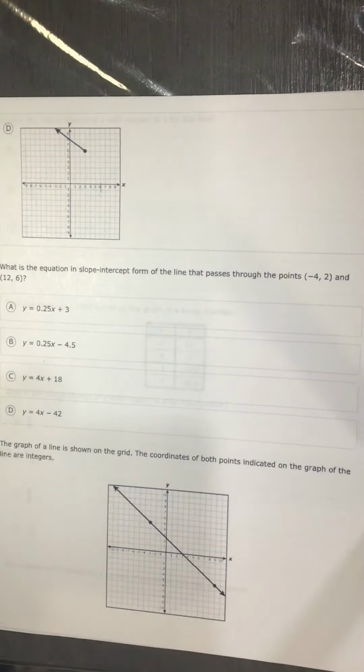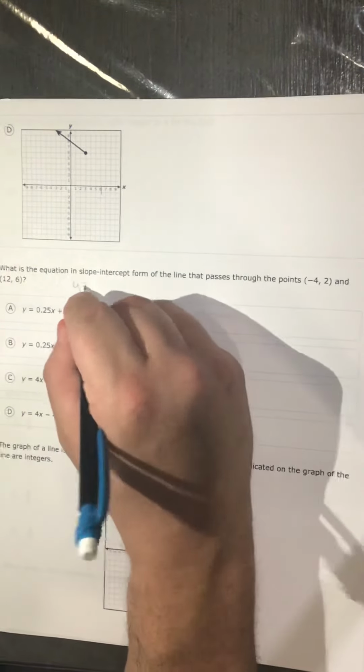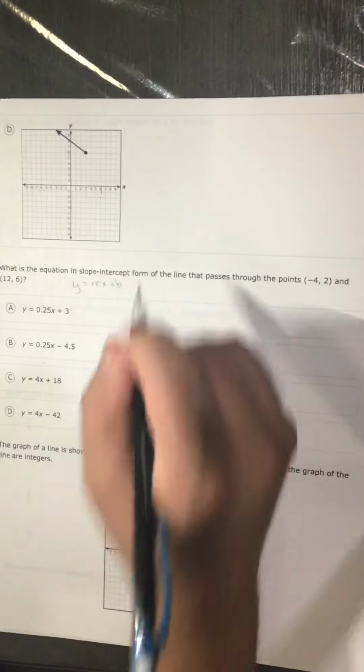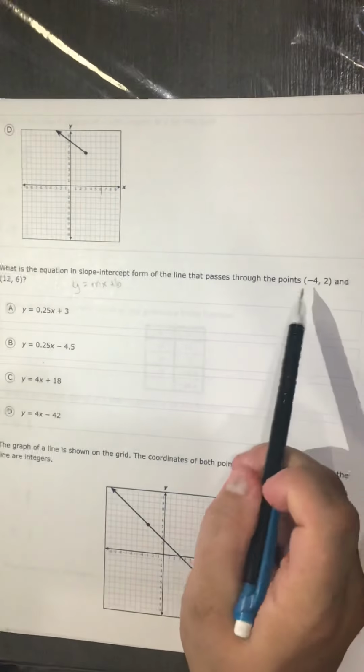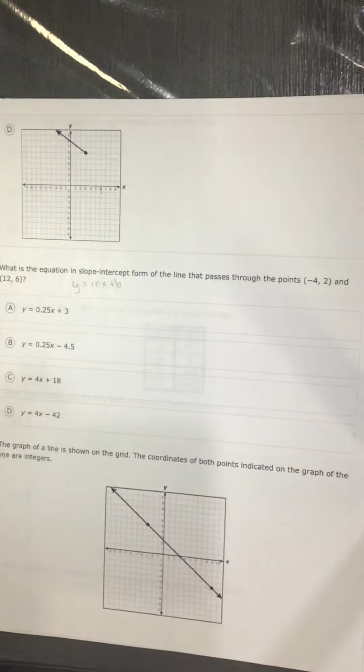Next question. It's going to be asking you for slope intercept. So let's read our question, and it's pretty much telling us to find the equation in slope intercept form. We know that slope intercept equals y equals mx plus b. And it's telling us these points pass through (-4, 2) and (12, 6).